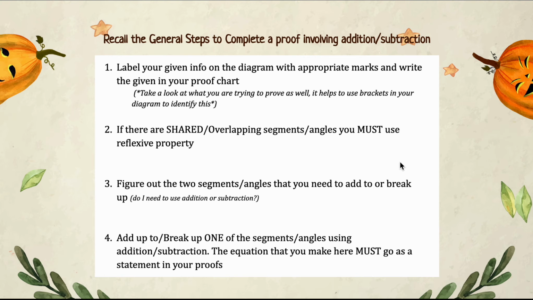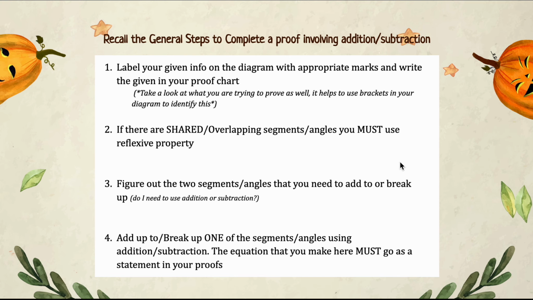angles, right? So we want to label our given info, write our given, that's obvious at this point. Now, if there are shared sides, overlapping segments, or overlapping angles, we know we need to use the reflexive property, right? Now, we need to figure out first which two segments or angles we're going to add to or break up. If we need to add to that segment, we're going to use addition. If we're breaking it up, we are likely going to use subtraction. So then we're going to choose one of these segments or angles to break up or add to.